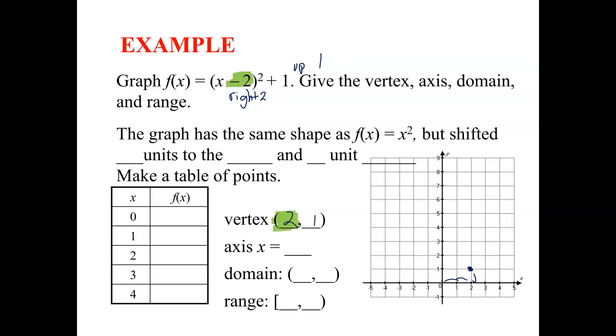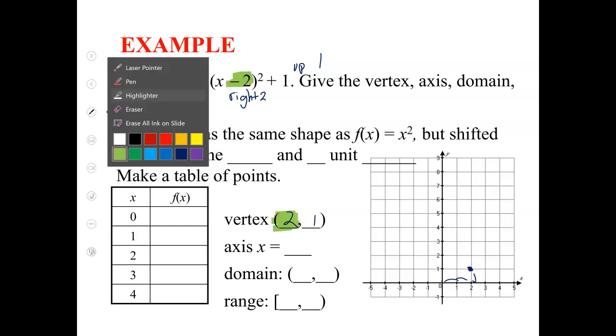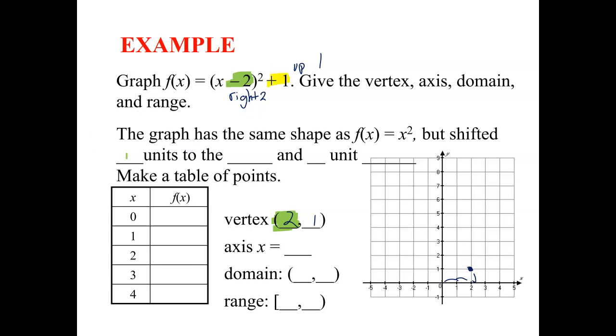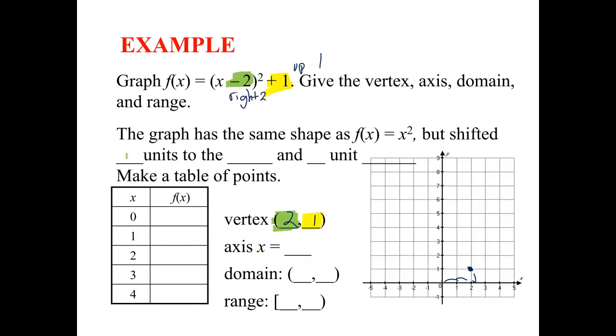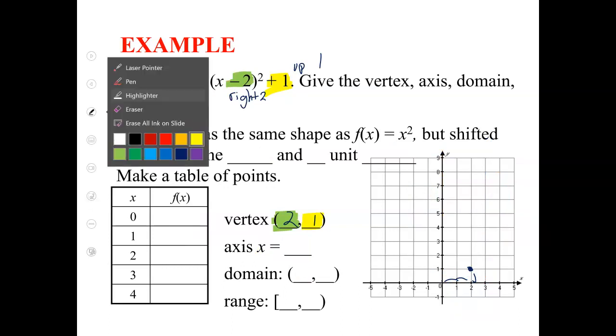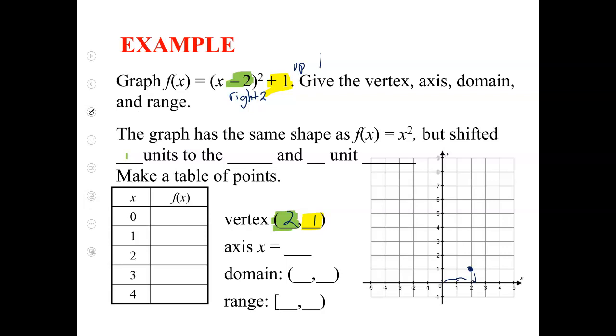And again, we look back at the equation. Negative 2 changes to a positive 2 because it's opposite. Positive 1 stays a positive 1. Why are you going right 2 if it's negative? When I had plus, which way did I go? So if I have minus, which way am I going to go? Inside is opposite. So it gives us the location of our vertex.